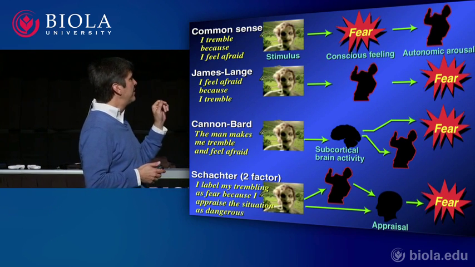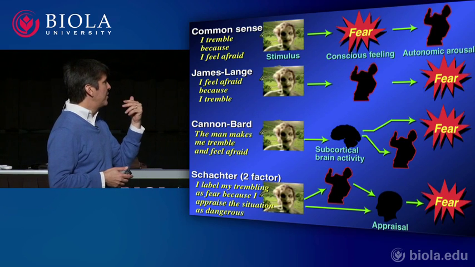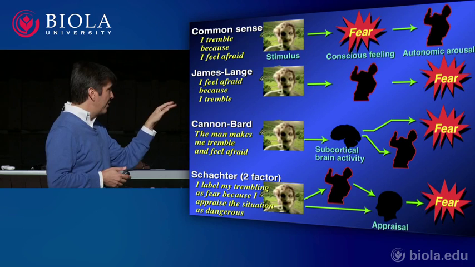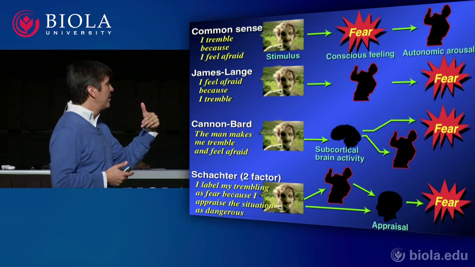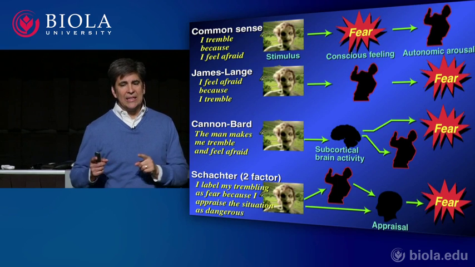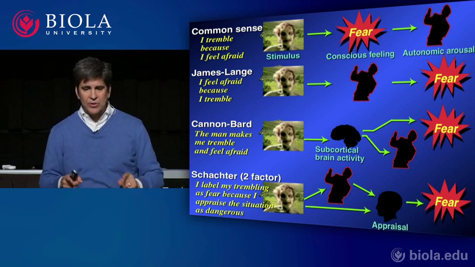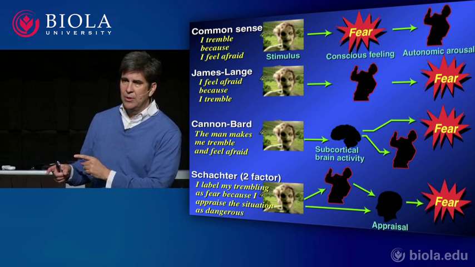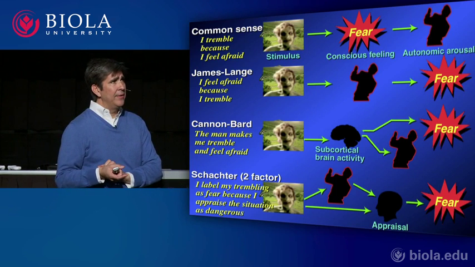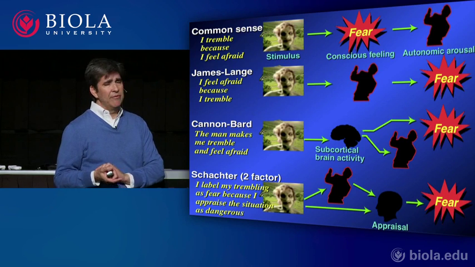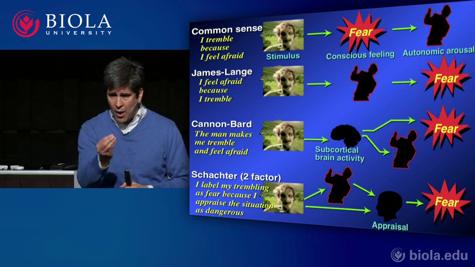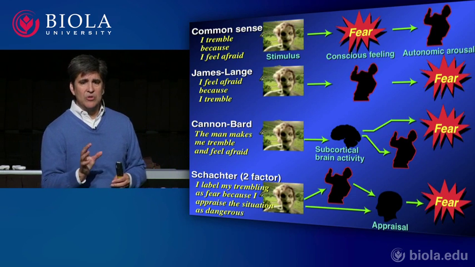But what it means is you label your trembling as a fear because you appraise the situation as dangerous or scary, but that label that you put on your trembling tells you the emotion. And so we call that particular theory of emotion one that involves this cognitive appraisal, whereby you put a label on this arousal and then you say, oh, ooh.